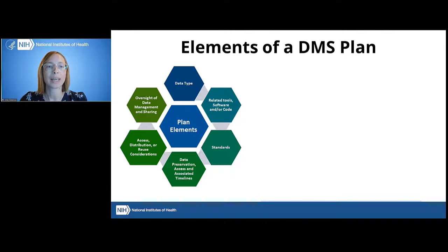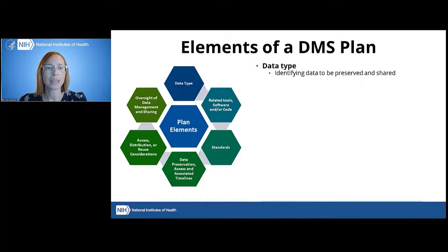This was published as an NIH guide notice, and we've also incorporated this information into the NIH Scientific Data Sharing website at sharing.nih.gov to make it easy to find all of the relevant information in one place. Let's talk through each of these elements. First, data type. You should provide information about the data type or types you're proposing to generate in your project and identify which of those will be preserved and shared.